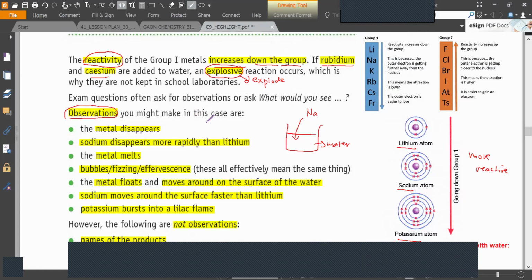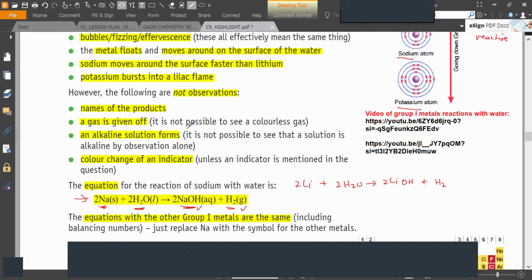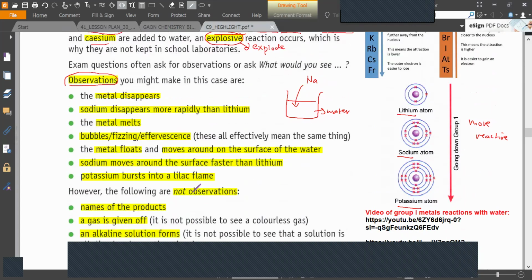It will react. Okay. So sodium will react to form sodium hydroxide. So the metal will disappear. We will observe that the sodium just is gone. Sodium disappeared more rapidly than lithium. Okay. So sodium is more reactive, so it will disappear faster.